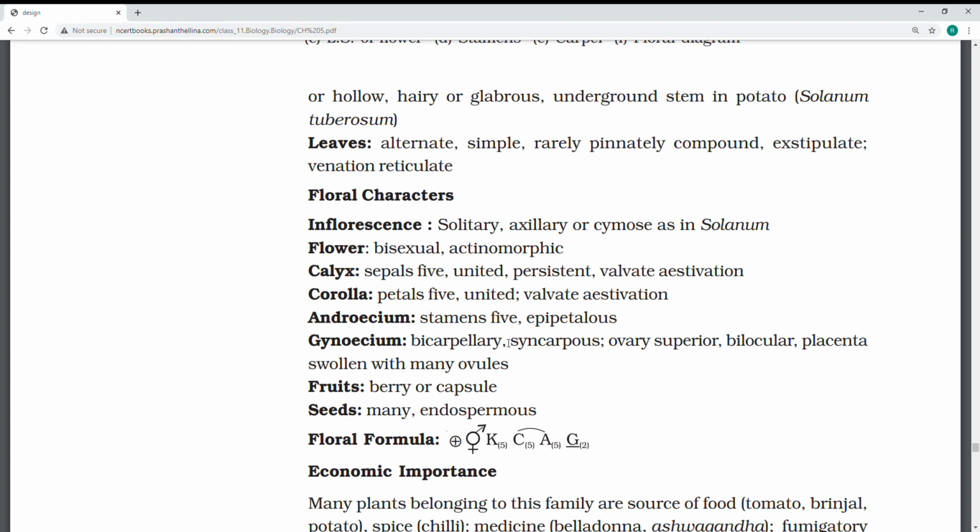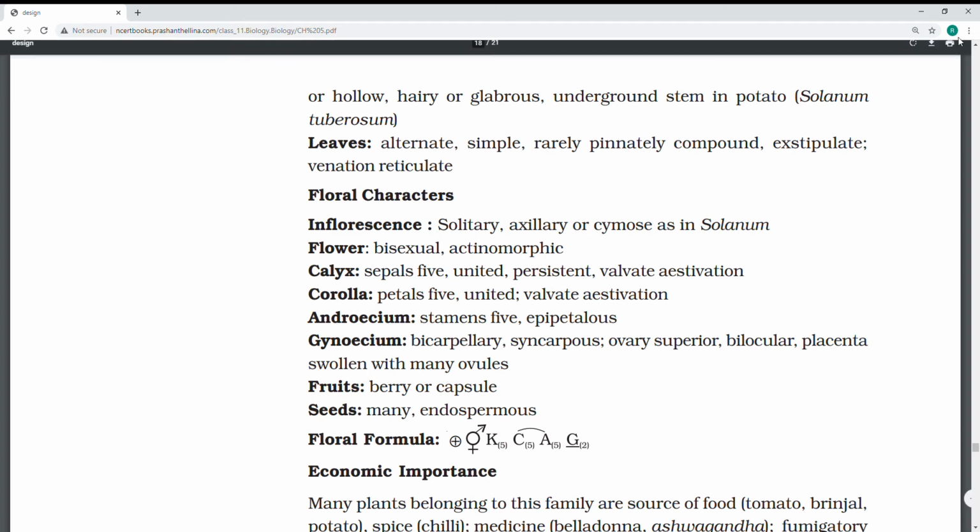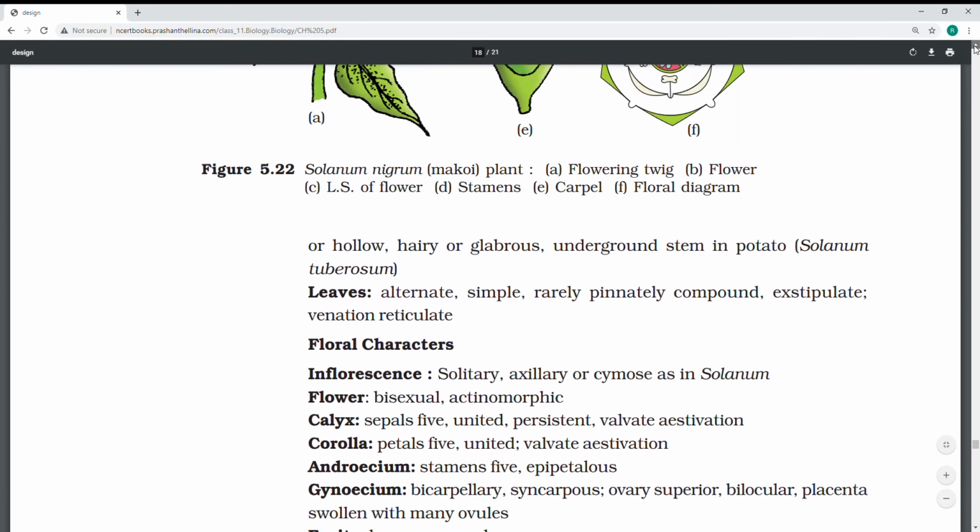Androecium 5, they are showing in the diagram. Even the gynoecium is bicarpellary, syncarpous, united. Ovary is superior, so bilocular, 2 locules. The ovules will be located in the 2 locules and the placenta is swollen with many ovules. So now I will move on to the diagram to observe.